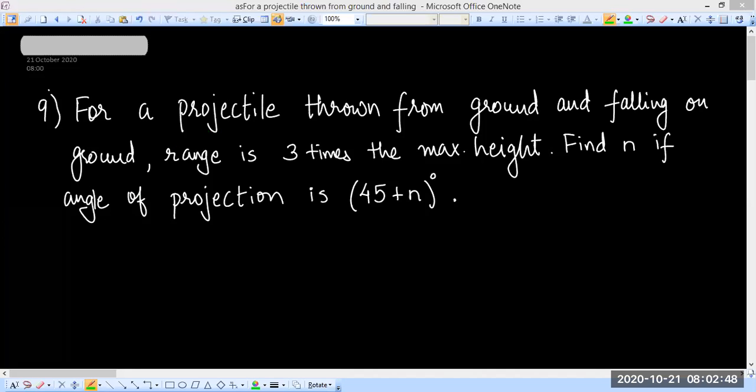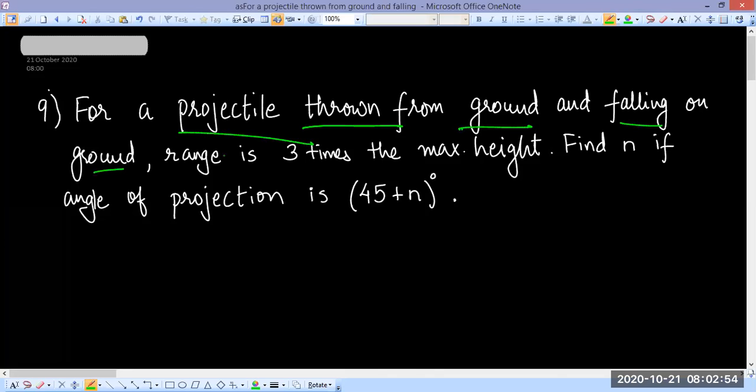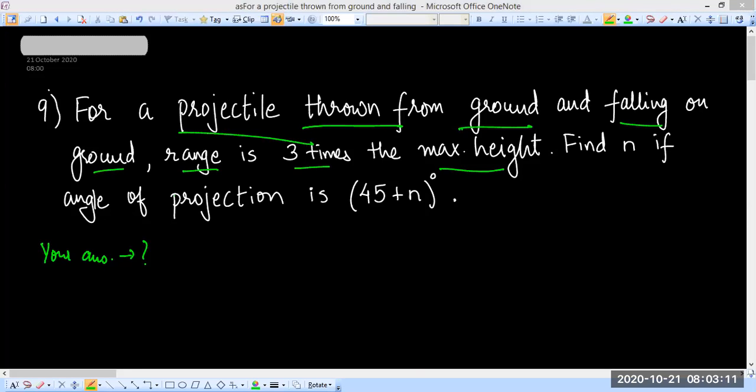So it is given that a projectile is thrown from ground and it is falling on the ground, right? And the range is 3 times the maximum height. Okay, first of all, tell me, has anyone done this question? Tell me your answer. Have you got an answer? If yes, what's your answer? Okay, very good, Ankita.